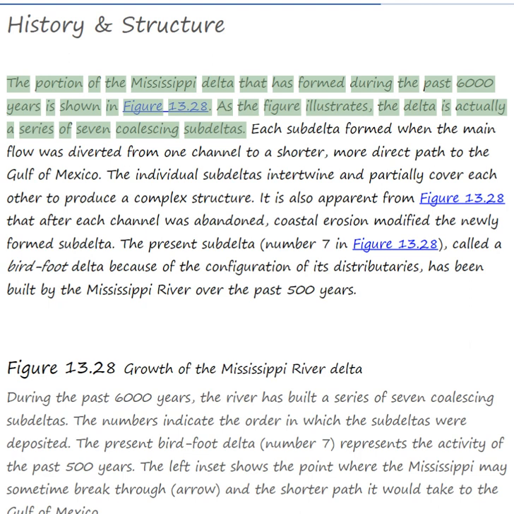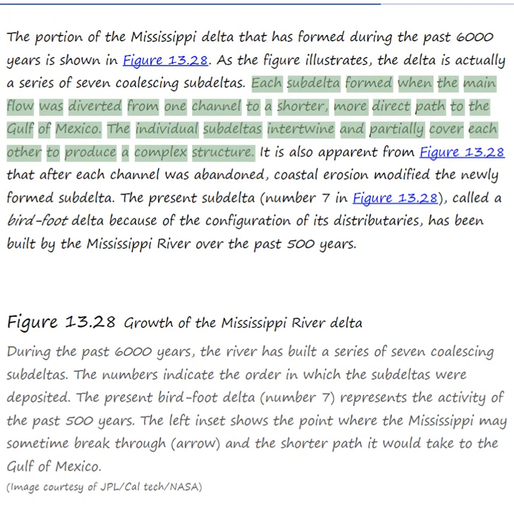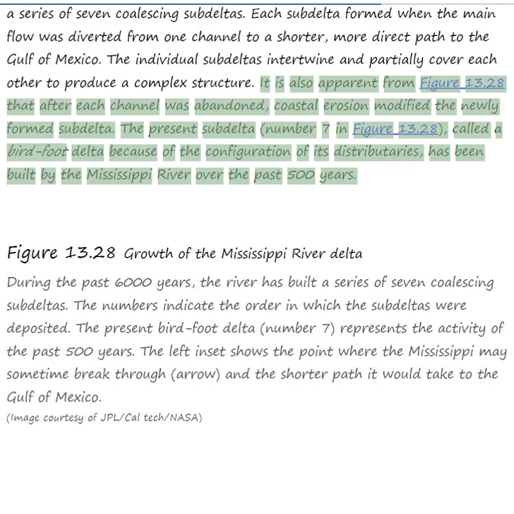As the figure illustrates, the delta is actually a series of 7 coalescing subdeltas. Each subdelta formed when the main flow was diverted from one channel to a shorter, more direct path to the Gulf of Mexico. The individual subdeltas intertwine and partially cover each other to produce a complex structure. It is also apparent from Figure 13.28 that after each channel was abandoned, coastal erosion modified the newly formed subdelta.